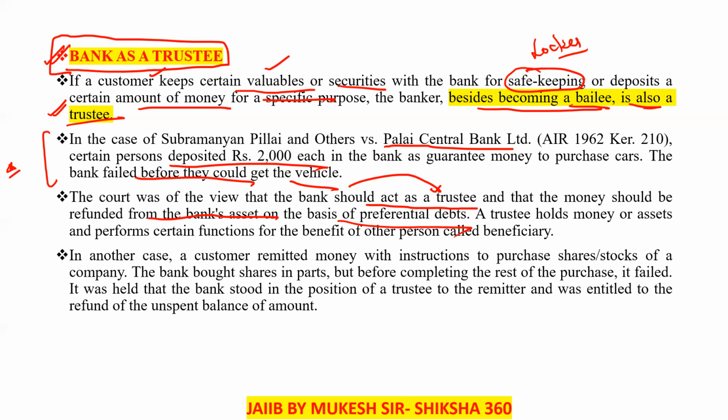The money is to be refunded to the customer, and that is to be obtained from the bank's assets, on the basis of preferential debts. And here, further, a trustee holds money or assets and performs certain functions.